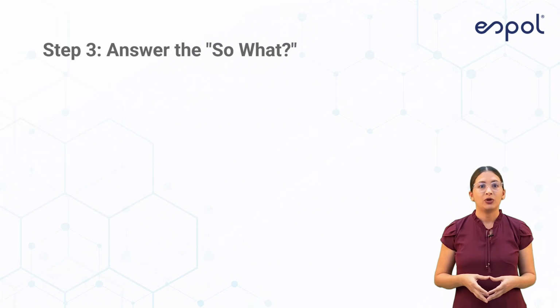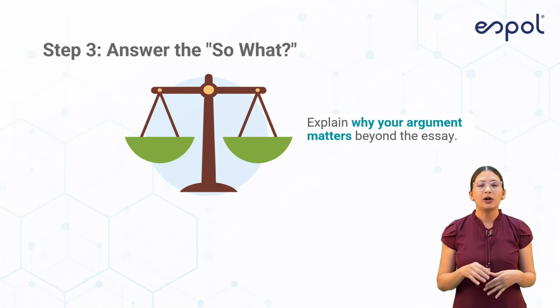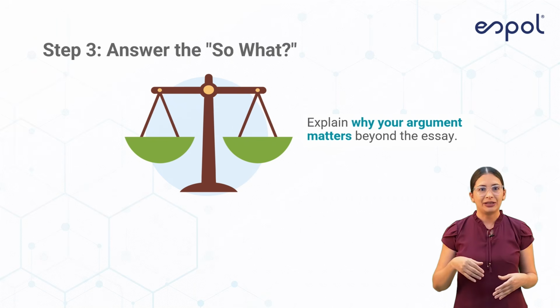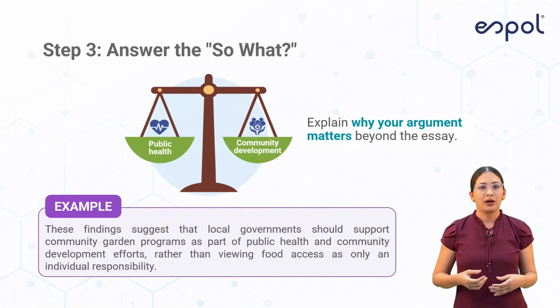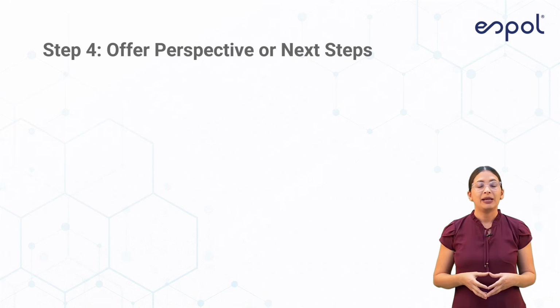The third step is to answer the question, so what? This means explaining why your argument matters beyond the essay. In the example, the writer connects community gardens to public health and community development. This helps readers understand that the topic is not only personal, it is connected to real problems and possible solutions in society. The fourth step is to offer perspective or next steps.